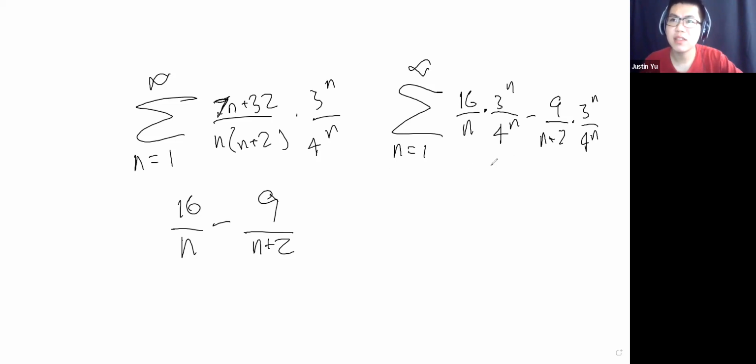Attempts to telescope? Cancel stuff out? How are we going to do any of that? Simplify? What can we simplify? These are all really vague answers. I want steps. Four and 16.